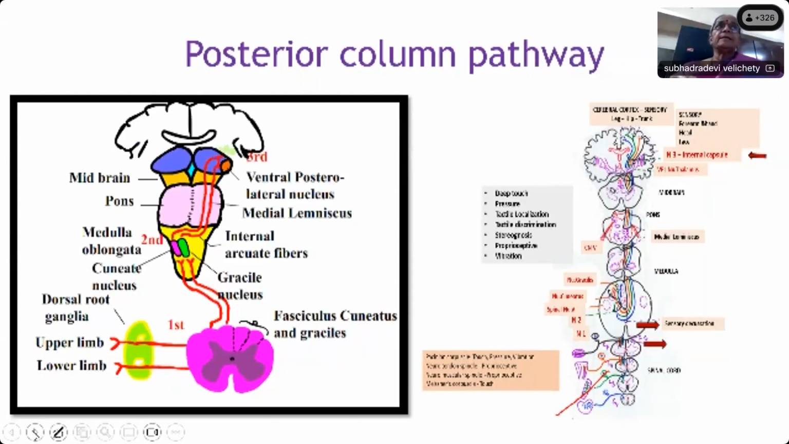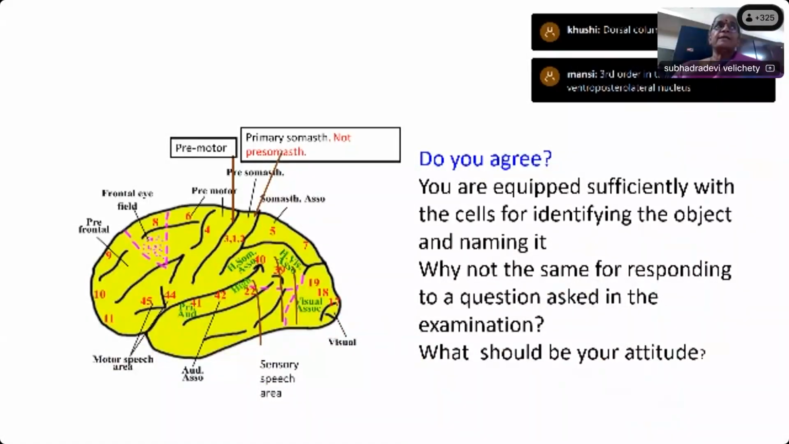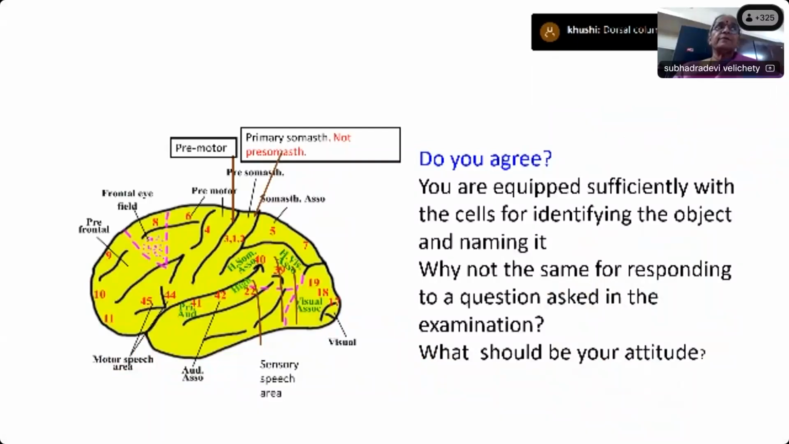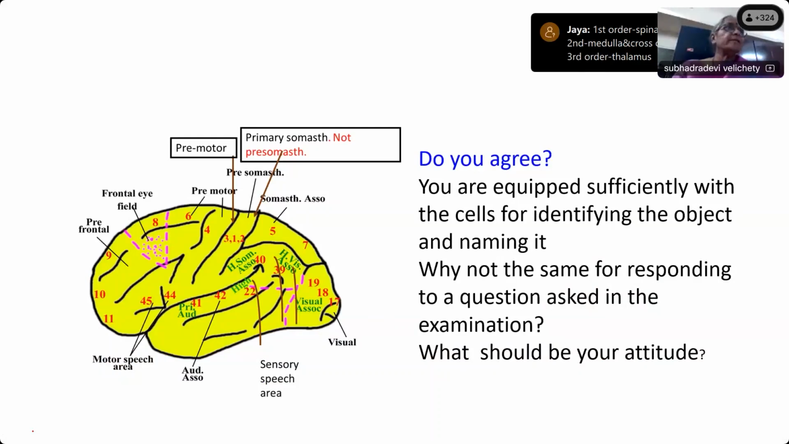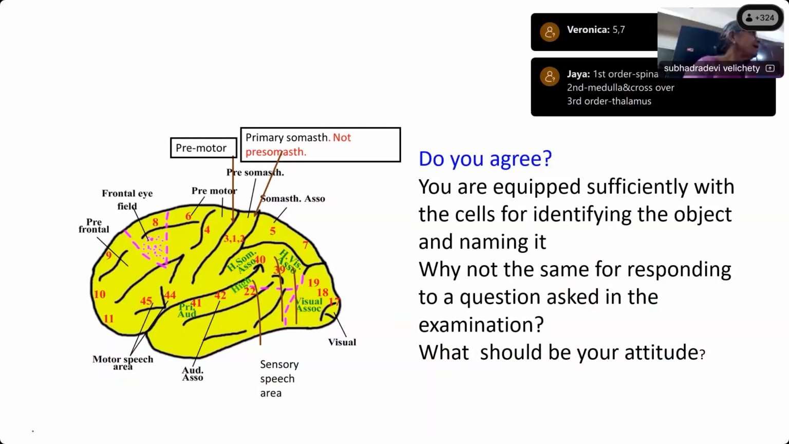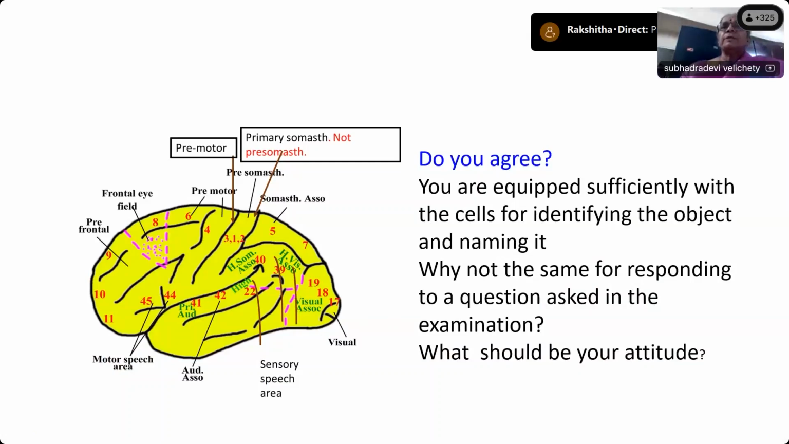You're writing, see? So you are able to do this one, okay? And yes, what areas it will go, because previously also I have shown one diagram. Okay, so you are equipped sufficiently with the required cells for identification of an object and naming it. Why not the same for responding to a question asked in the examination? And what should be your attitude? Think over. Okay, we are capable. Okay, yes. So that's what positive note is there.